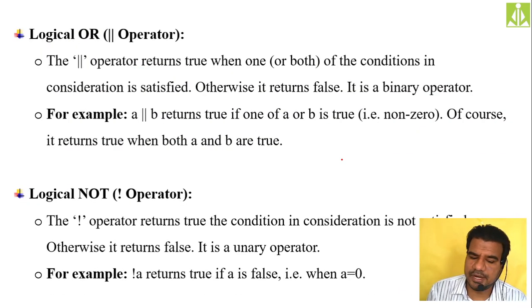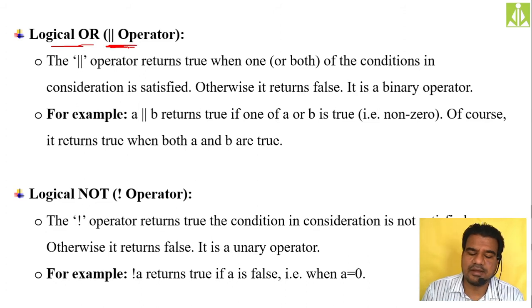And the second logical operator is the logical OR operator. We use this symbol, two vertical lines. A single vertical line you can see on the keyboard. You have to press that key twice with the shift key to get this symbol. So we call it the logical OR operator.